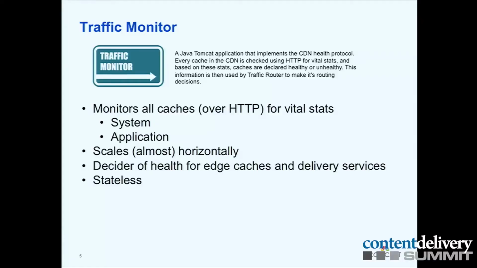It's again a Java Tomcat application, and it monitors all of our caches over HTTP for vital stats. And vital stats is a bit of a misnomer here. It gets probably 30 or 40 stats. There really are only 3 or 4 of these stats that we currently use to decide if a cache is healthy. One is the bandwidth, obviously. If you have a 10 gigabit Ethernet interface and you're getting up to 8.5 gigabits per second on that interface, we're going to start not sending new customers to you because you're kind of close to that edge.